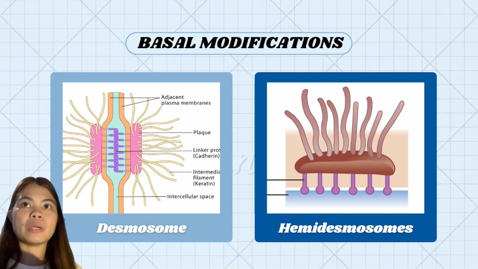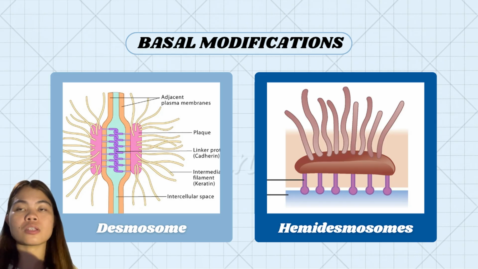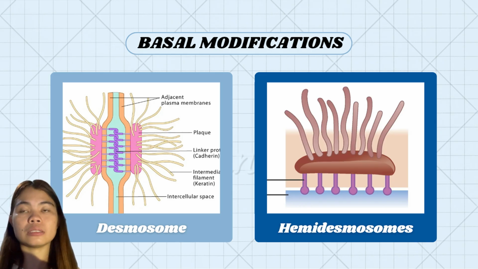Second up are the basal modifications. They are found on the basal surface of the cell. The examples of this are desmosomes or hemidesmosomes. They are the anchoring junctions on the basal surface of the cell. They are rivet-like links between the cytoskeleton and extracellular matrix components such as the basal lamina that underlie epithelia. It is primarily composed of keratin, integrins, and cadherins.